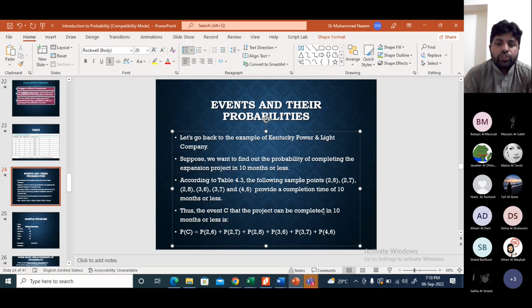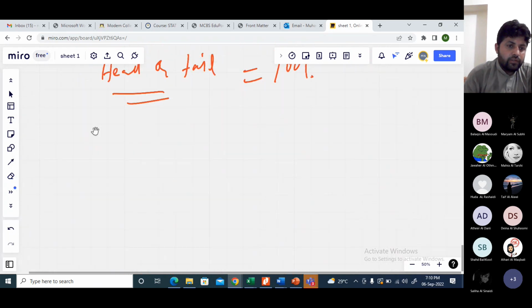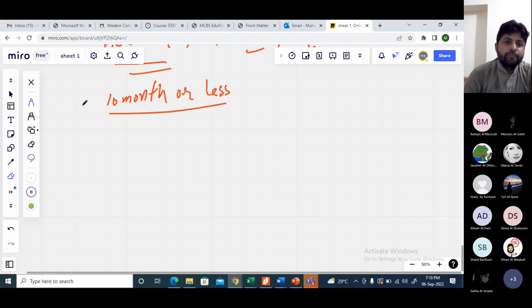So what is the procedure for calculating the probability? What I told you earlier: you have to have your events, you have to have your sample points with you, and then you will be able to calculate your probability. For example, our event was 10 months or less. This is basically our event.